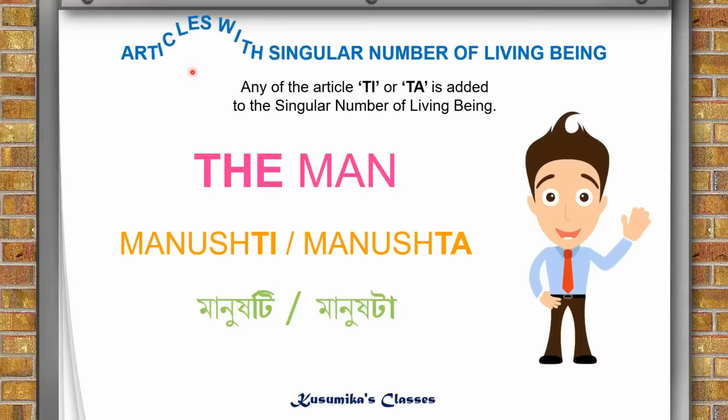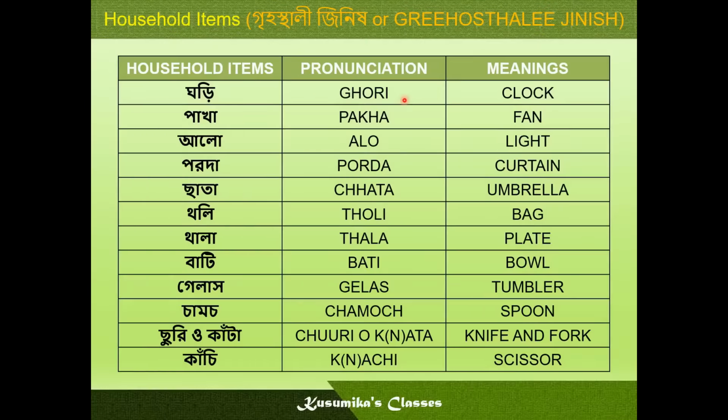When we want to place an article with singular number of living beings, in that case we add ti or ta to the singular number of living beings. The man. Man is Manush. The man. Manushti. Manushta.